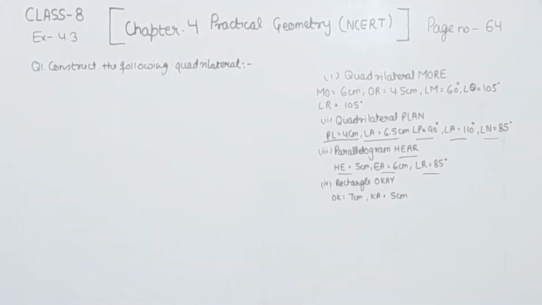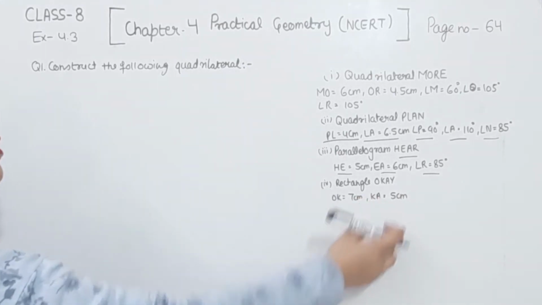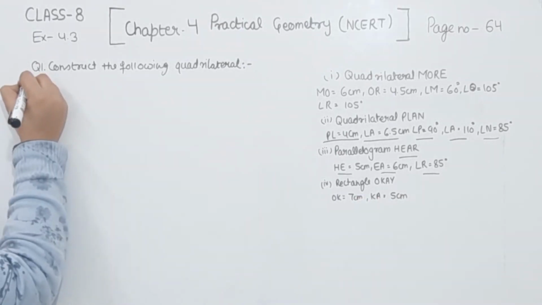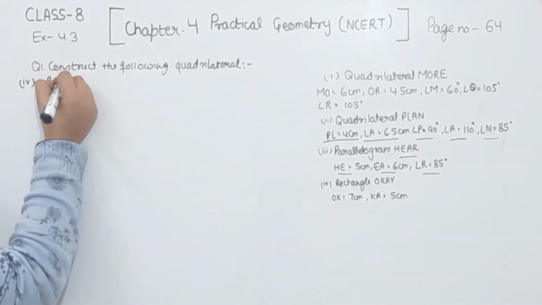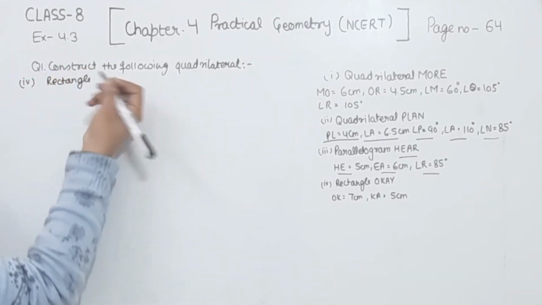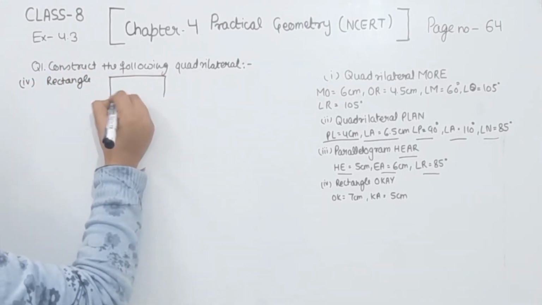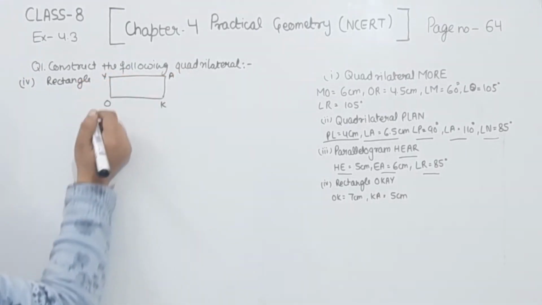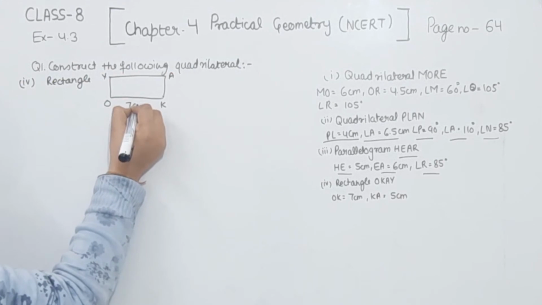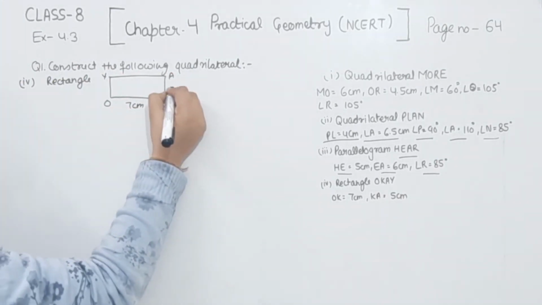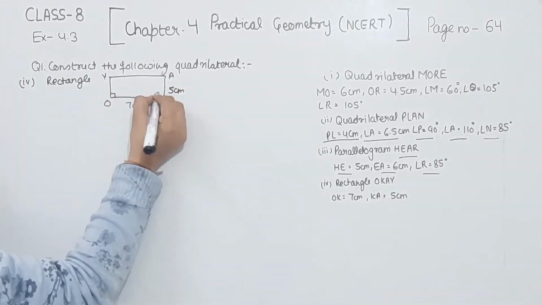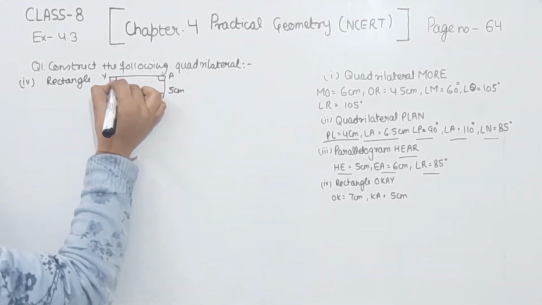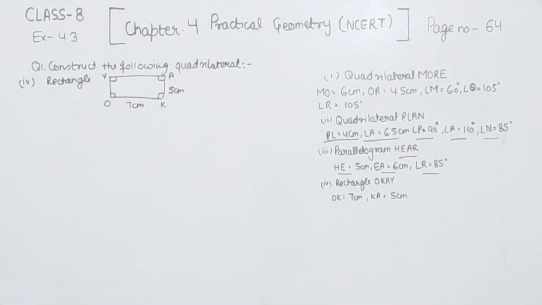In the part 4 we are having rectangle OKAY. In this one OK is equal to 7 centimeter and KA is equal to the 5 centimeter we are having. So first of all we are going to draw the rough sketch. So in the rectangle this will be the rough sketch. This is the OKAY. Now OK is equal to the 7 centimeter and KA is equal to the 5 centimeter we are having. Now we know that in the rectangle all the angles are equal to the 90 degree we are having.